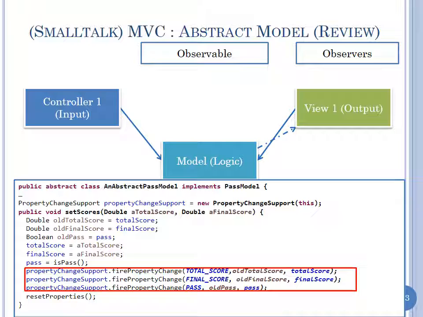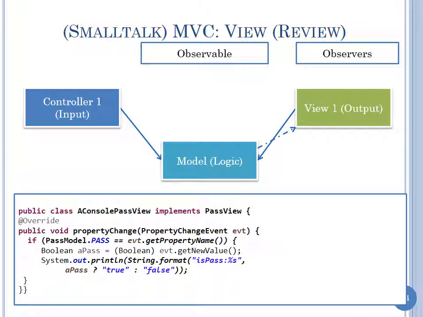And it says, look, three things changed. I got a new total score, so the total score changed. I got a new final score, so the final score changed. And I computed a new value of the pass variable, so the pass property also changed. It's both a property and a variable. And whenever it notifies its observers, it tells the observer, here was the old value, here's the new value. And if the old value and new value are the same, the helper class doesn't even bother to send a message. So here we are seeing the notification, the dashed lines in this picture.